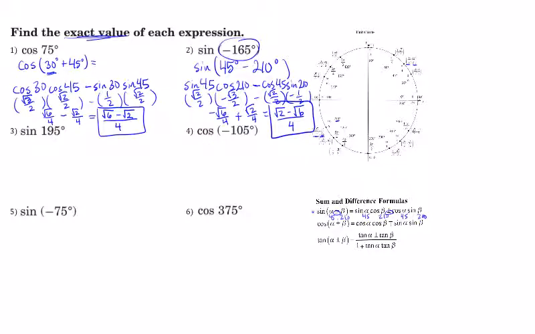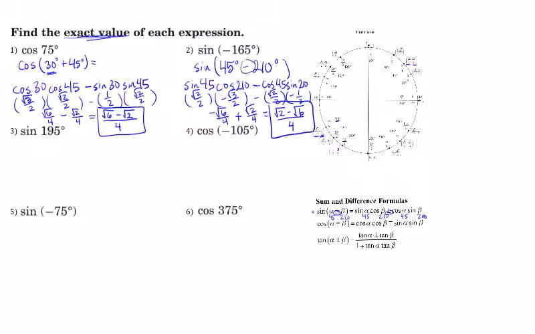We could have done negative 120 plus negative 45, right? And that would work for us. Or negative 135 plus negative 30. So that would have been another way to do it. And then there were other ways that we could subtract as well to get that. All right. So number 3, sine of 195.